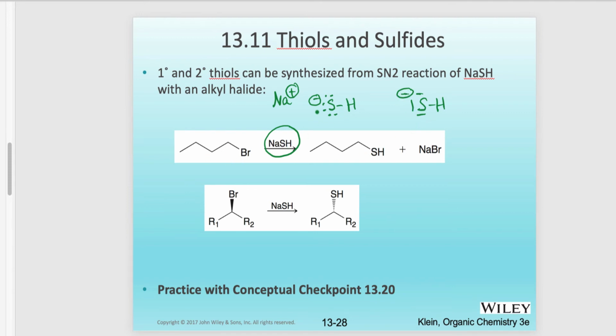So we now see that this has nucleophilic characteristics. This is a typical SN2 reaction, attacking the delta partial positive charge next to the halide and then breaking that bond to bromine, thus giving us this thiol. Also note that when we have stereochemistry, that this happens with inversion.